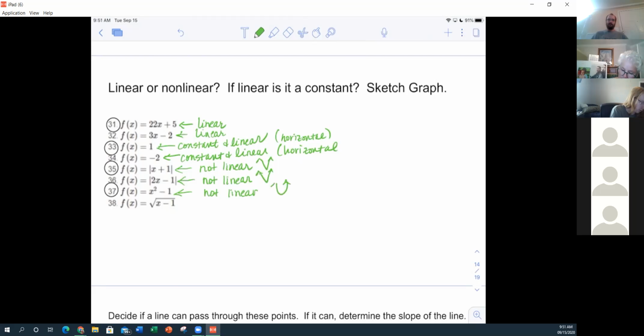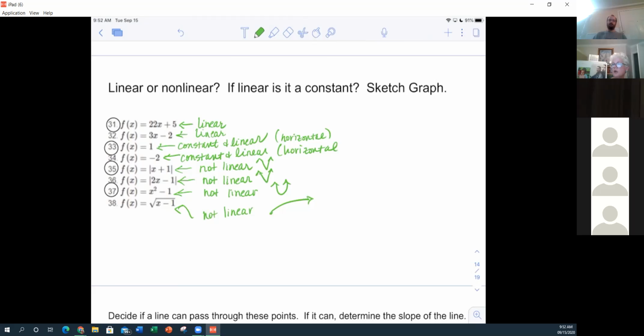What about 38, just for grins? It's like an upside down check, sort of. Okay, so what is that? Does anyone know what that function is called? It's a square root function. Do you think a square root function is linear? No. A square root function looks like half of a sideways parabola.